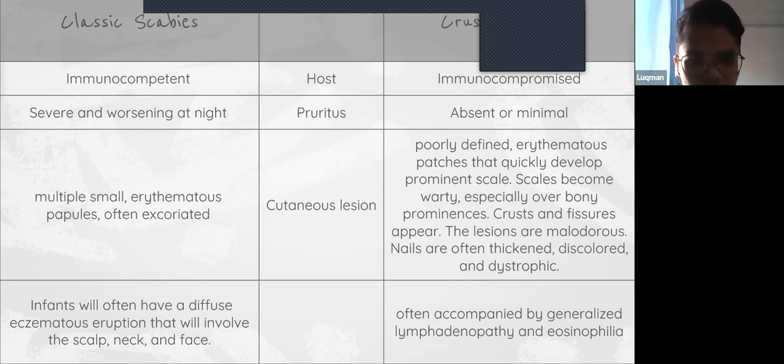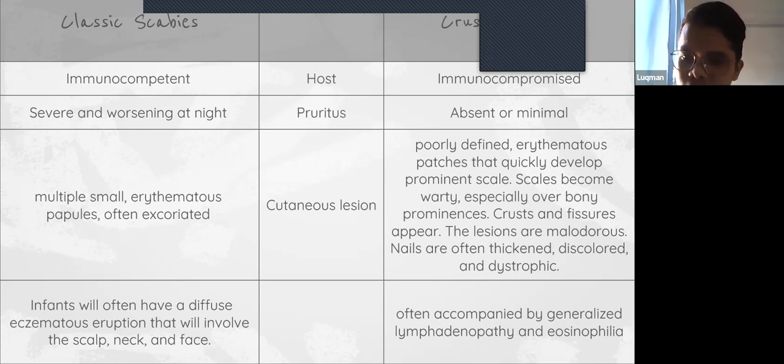For the cutaneous lesion on the classical scabies, there are multiple small erythematous papules often associated. But on the crusted scabies, there are poorly defined erythematous patches that quickly develop into prominent scale. The scale becomes warty, especially over bony prominences. Crust and fissures will appear. The lesions are malodorous, very smelly, and the nails are often thickened, discolored, and dystrophic.